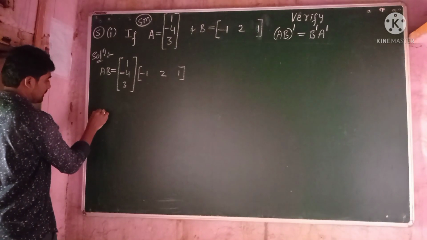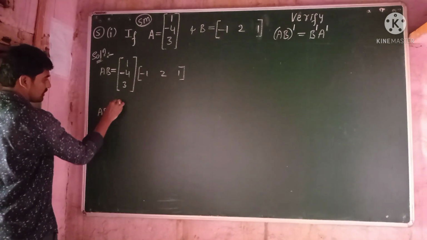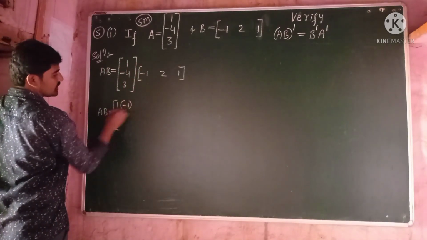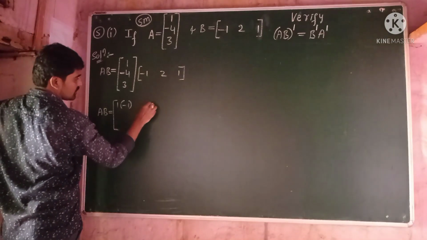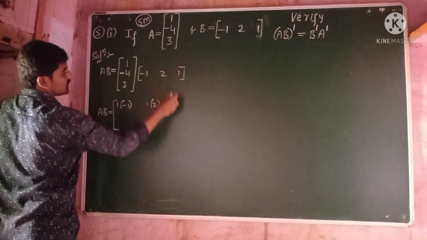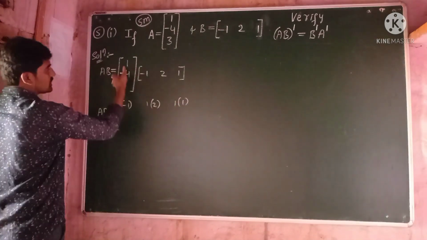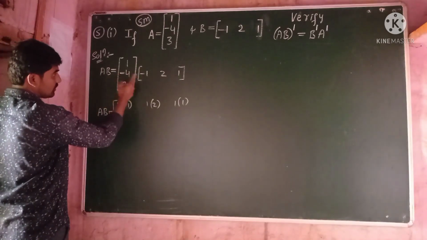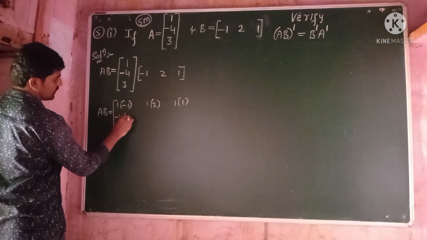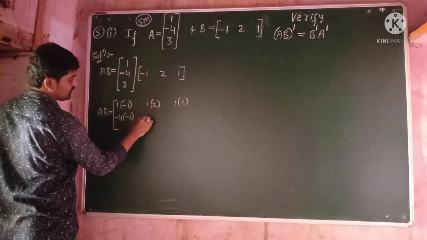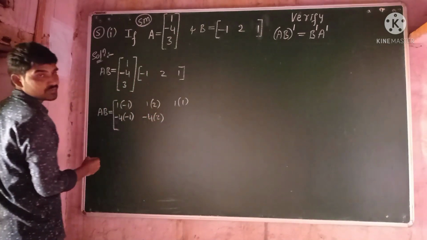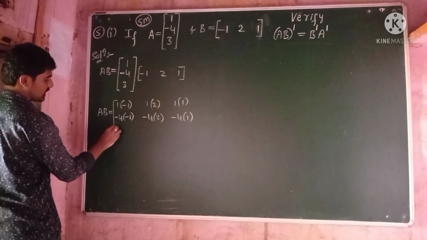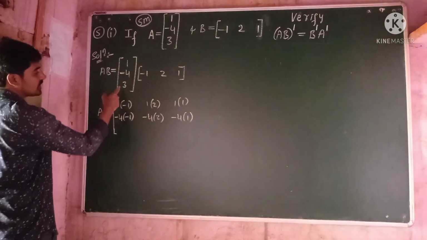Therefore, required matrix AB is equal to, row versus column. First row, first column, 1 into -1. First row, second column, 1 into 2. First row, third column, 1 into 1. So first row is completed with all these 3 columns. Now we go for the second row. Second row, first column, -4 into -1. Second row, second column, -4 into 2. Second row, third column, -4 into 1. Second row is completed with all the 3 columns. Now we move to the third row.